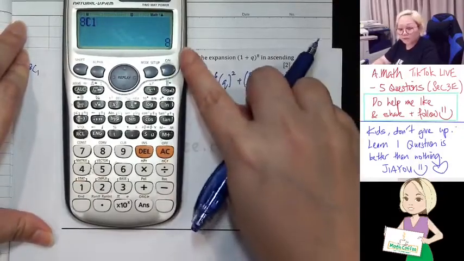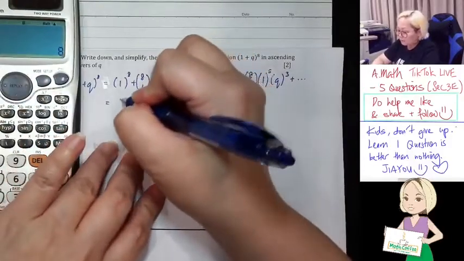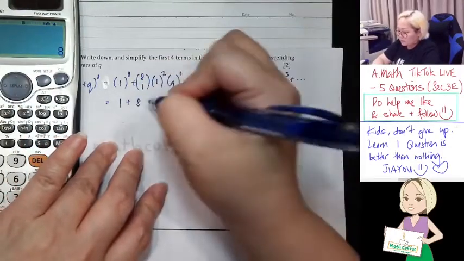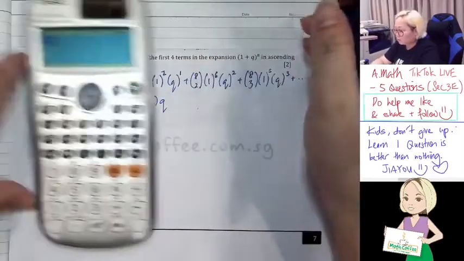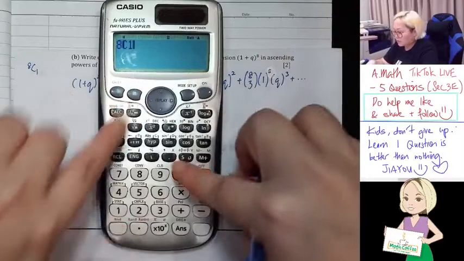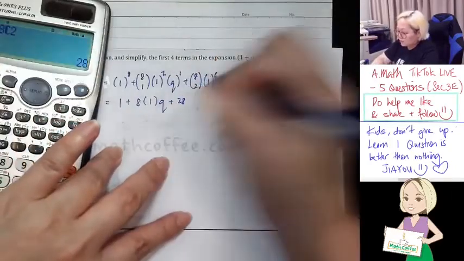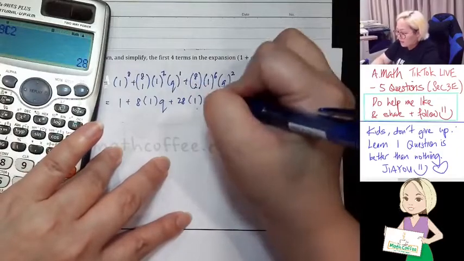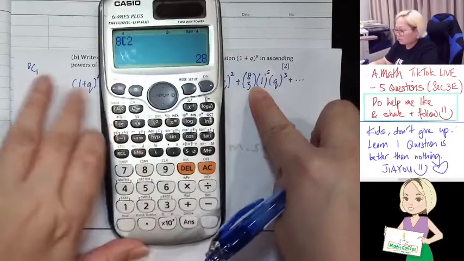So it's 8. So it will be 1 to the power of 8, of course, is just 1. This is 8. This is, of course, 1. And then this is, of course, Q. 8C2. So just delete, press 2, 28. So you get 28, 1, and Q squared. Now 8C3. So 3.